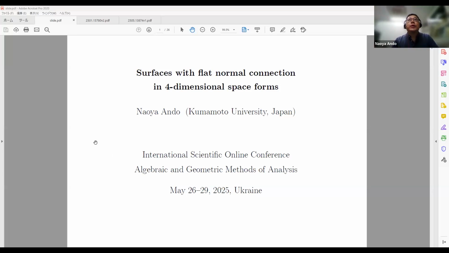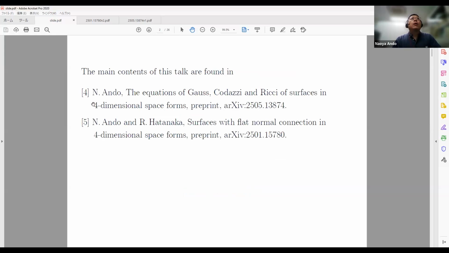I'd like to express my cordial gratitude to the organizers for giving me the chance of this talk. I will talk about surfaces with flat normal connection in four-dimensional space forms. The main contents of this talk are found in these two preprints.